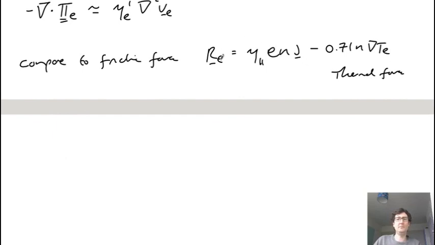Okay, so we can compare this force with the eta parallel. This is the resistivity.